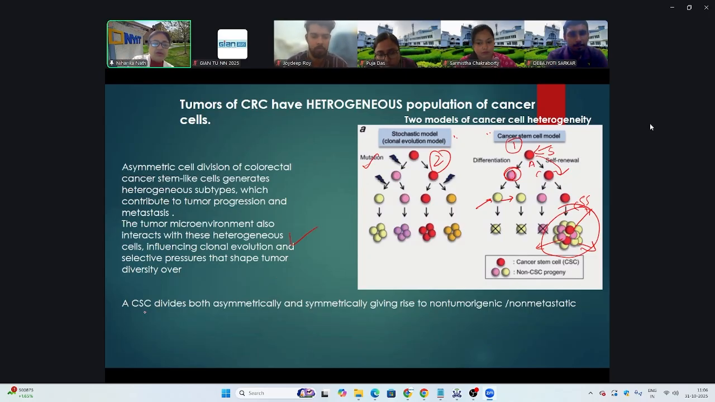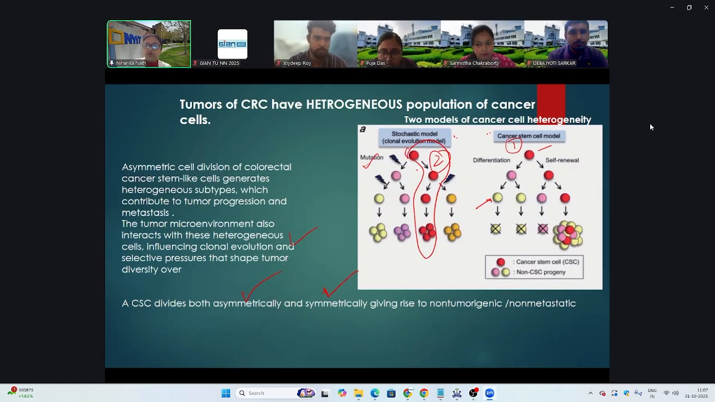So a cancer stem cell divides both asymmetrically. This is all asymmetric division because it gave rise to different things. And it can divide symmetrically. Symmetrically means this one is symmetric, giving rise to its own ones, and that's the one that is asymmetric.